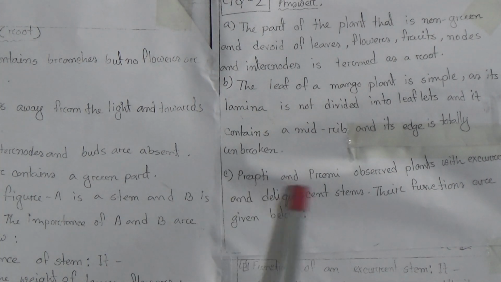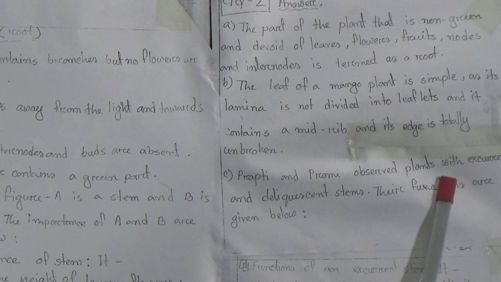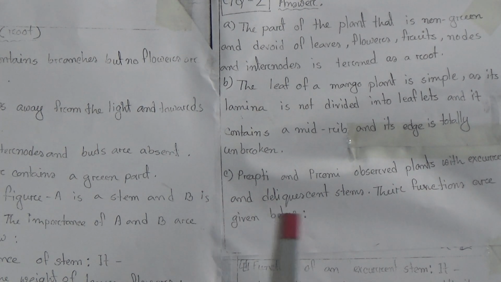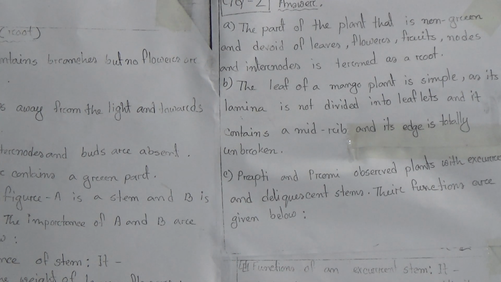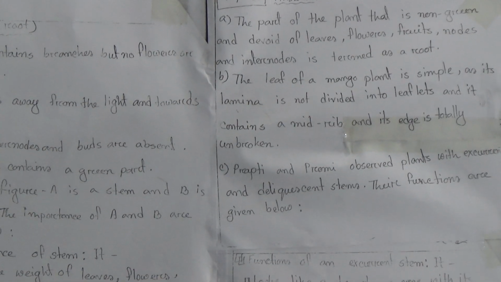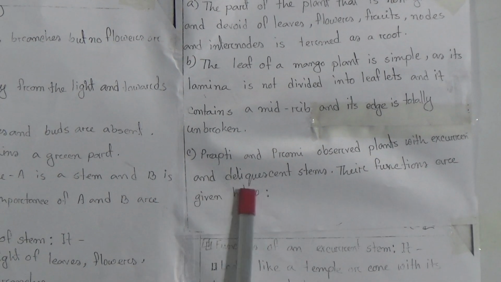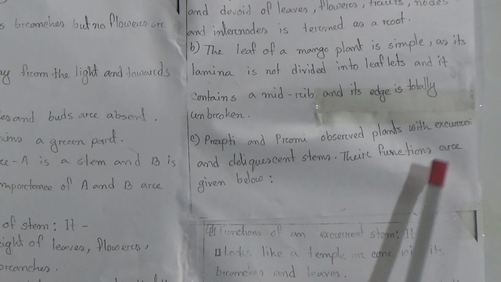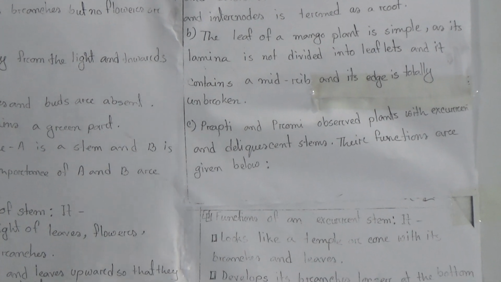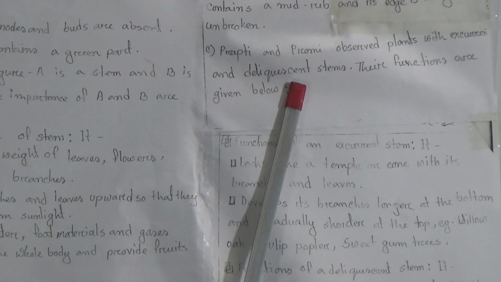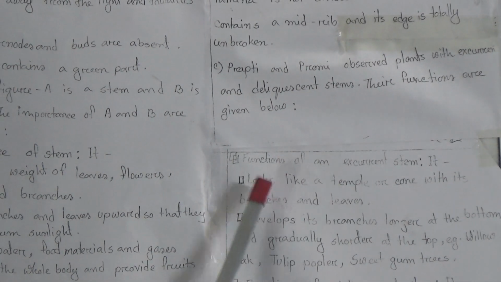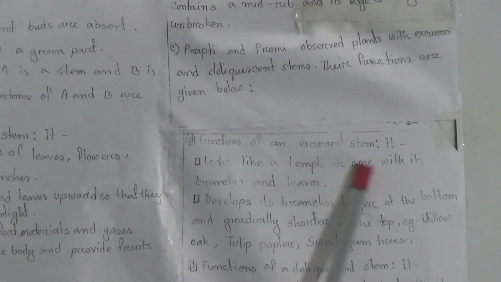Number C, Prapti and Promi observed plants with excurrent and deliquescent stems. From the above stem, we know Prapti and Promi observed plants with excurrent and deliquescent stems. Their functions are given below. That means we have to discuss now the functions of excurrent and deliquescent stems. Okay, functions of excurrent stems.